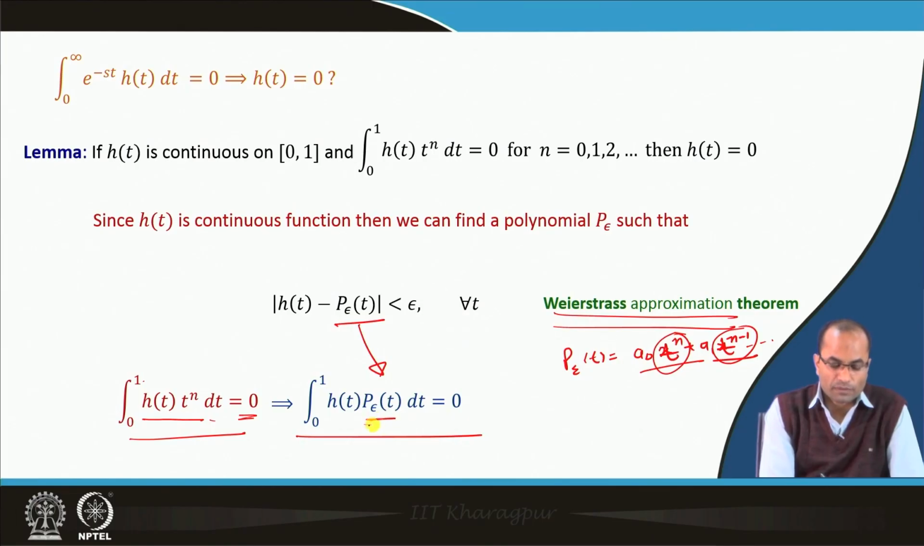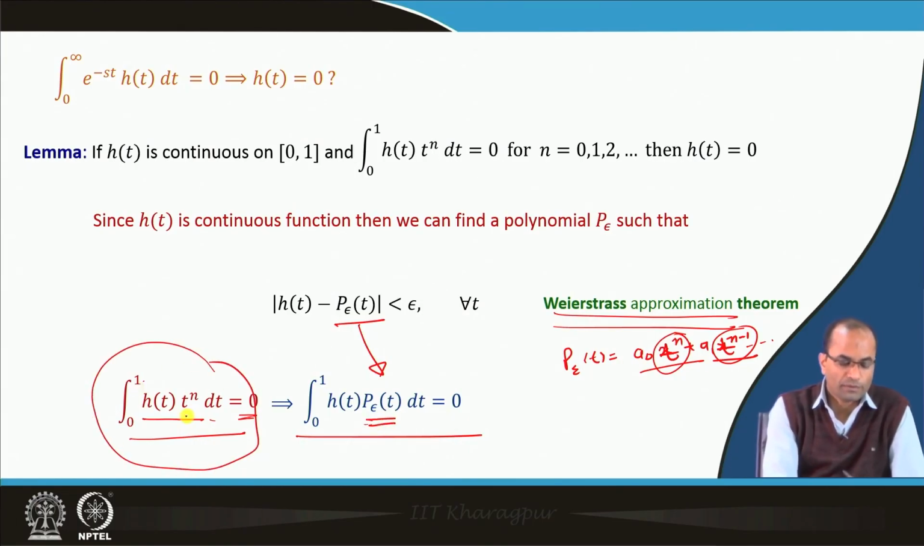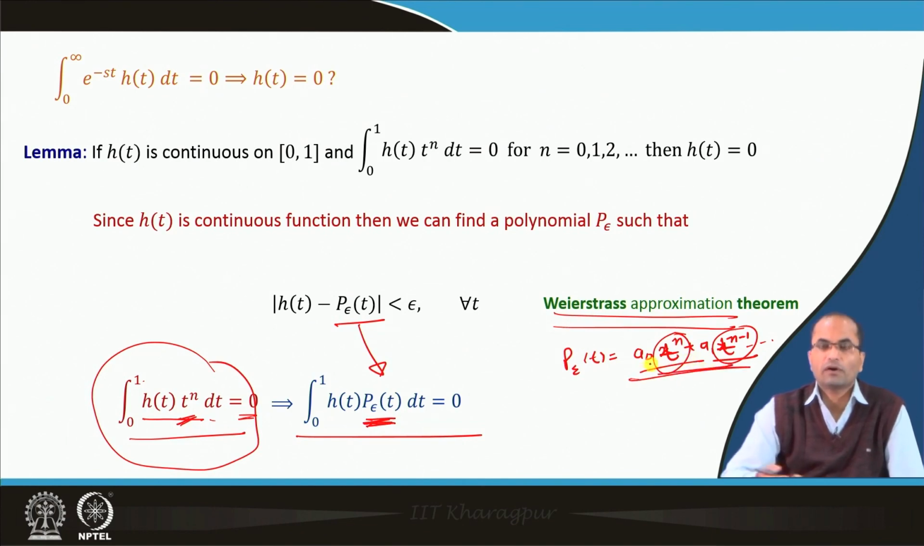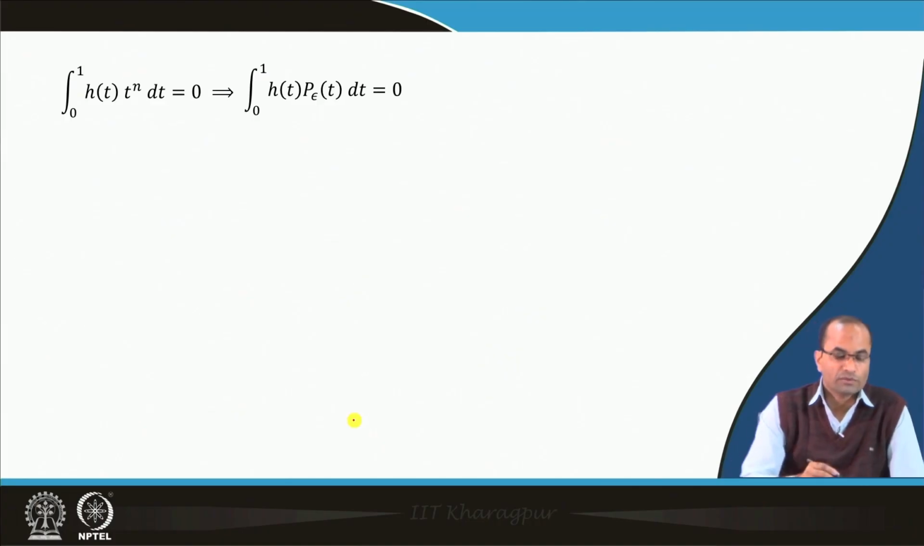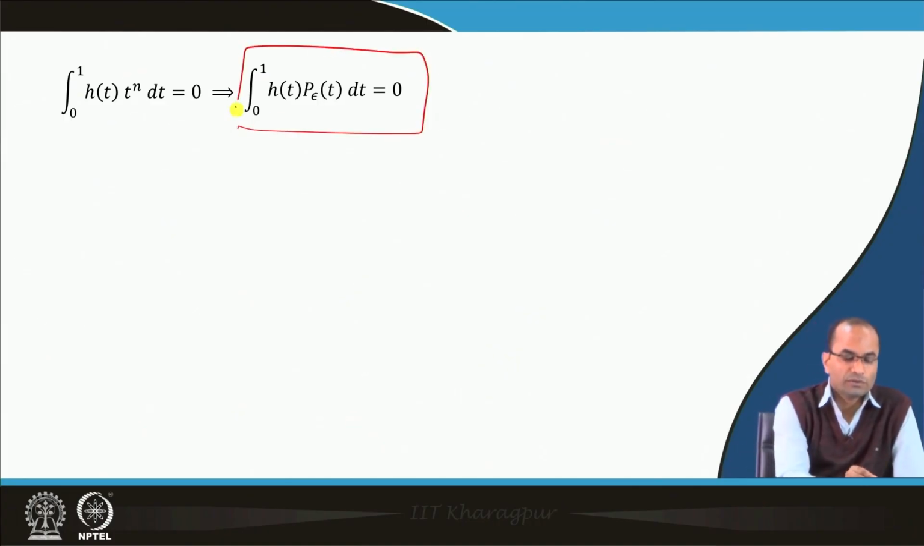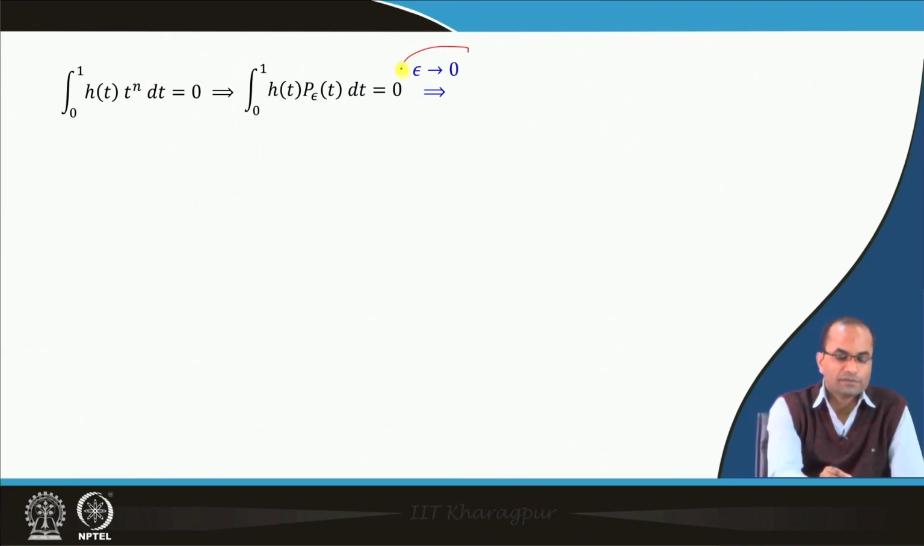So, this polynomial, by this result, because for any value of n this is 0, here we are keeping the polynomial, and the polynomial will have linear combinations of such terms t power n. So, definitely this integral will also be 0.